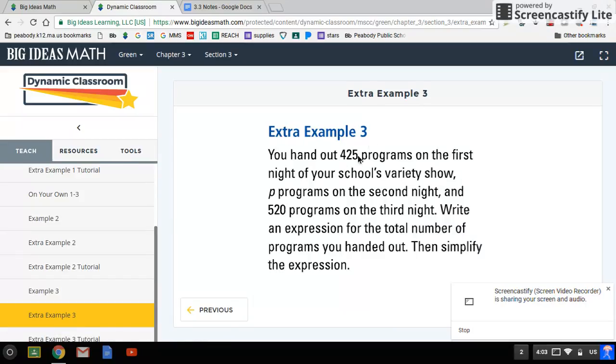Same type of thing. They want to find the total number of programs on each amount of nights. They're giving you this amount on the first night, P amount on the second night, 520 on the third night. They want you to write an addition problem and then simplify it as much as you can. So pause and try that one.